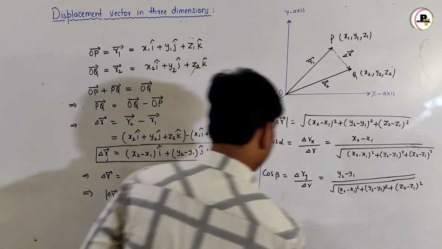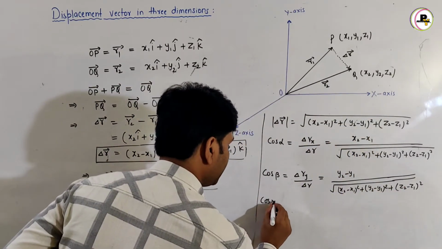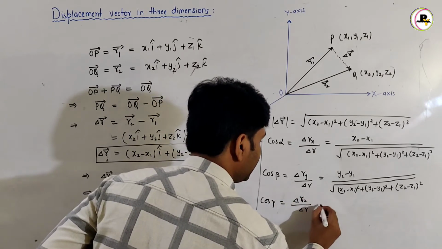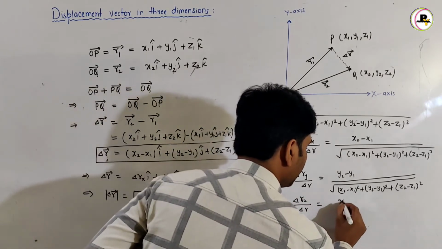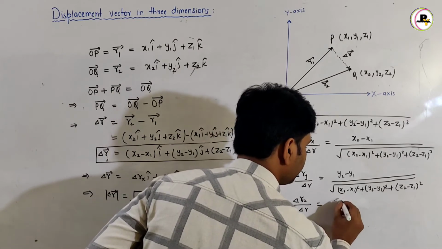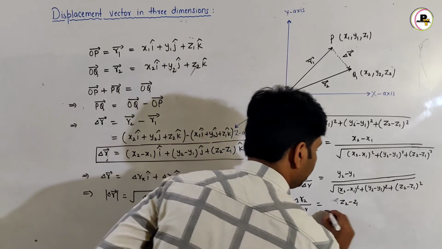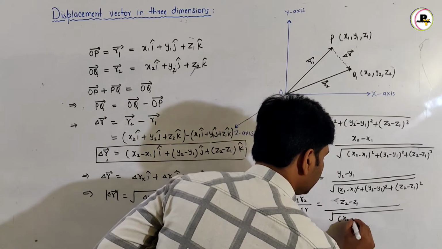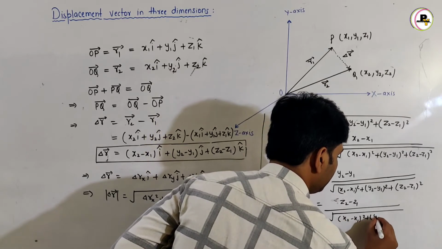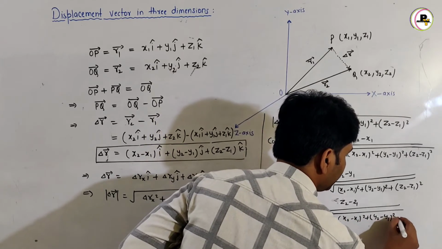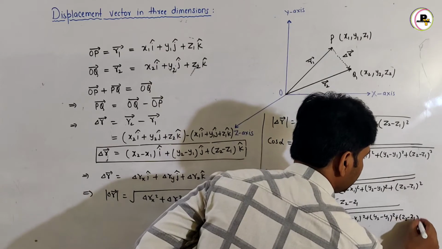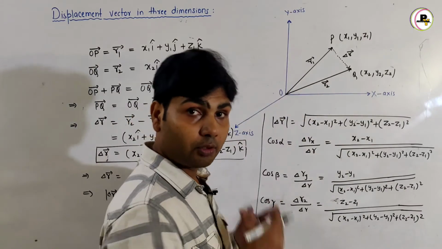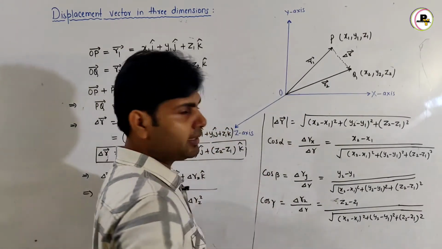And similarly I can write cos of gamma, and this is equal to what? Delta rz upon delta r, and this can be written as z2 minus z1 divided by, what is delta r? It is square root of (x2 minus x1) the whole square plus (y2 minus y1) the whole square plus (z2 minus z1) the whole square. So these are the direction cosines of delta r from the x-axis, y-axis, and z-axis.